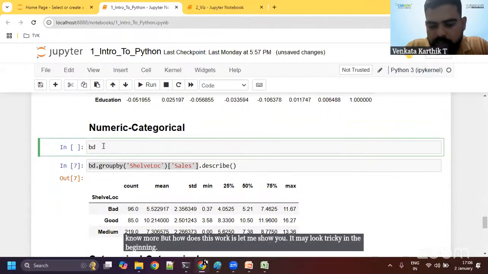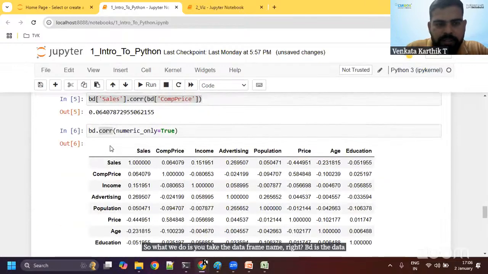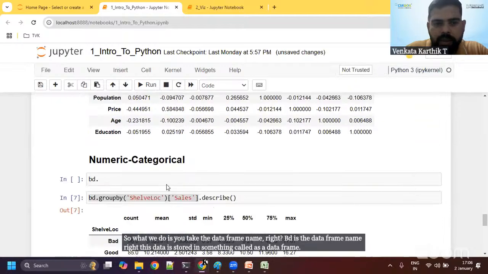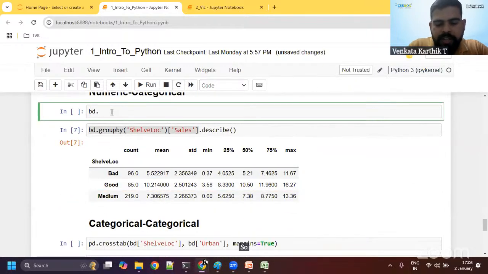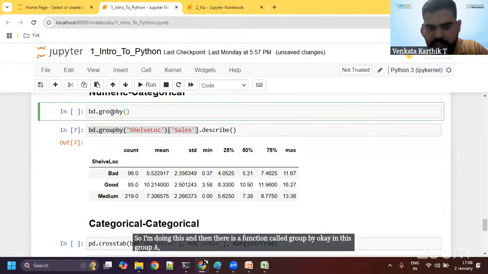It may look tricky in the beginning. So what we do is you take the data frame name, right? BD is the data frame name, right? This data is stored in something called a data frame. So I'm doing this, and then there is a function called group by. Okay. In this group by, it's a function, right? So use a normal bracket. And within quotes, I put the categorical variable name.